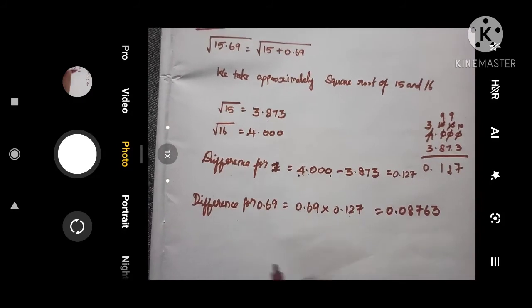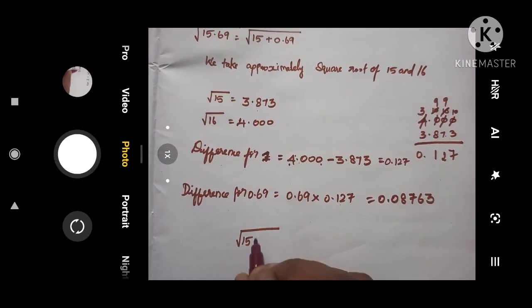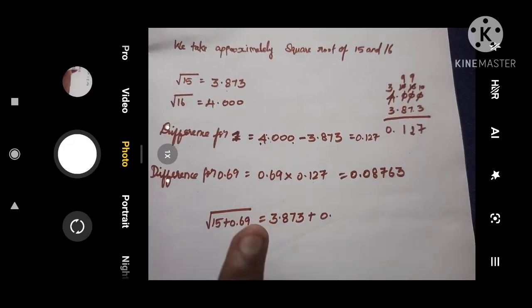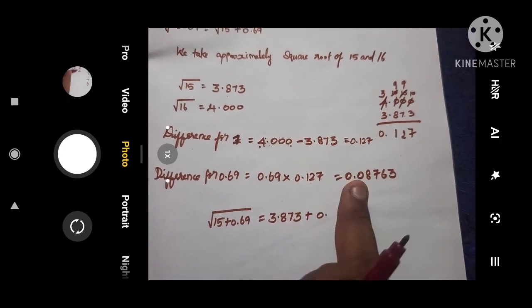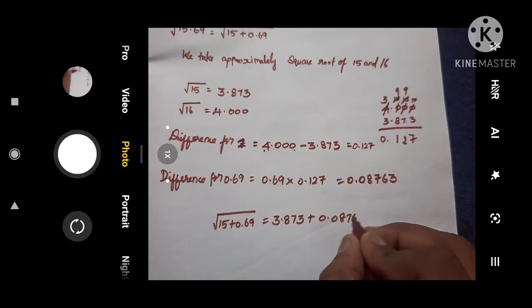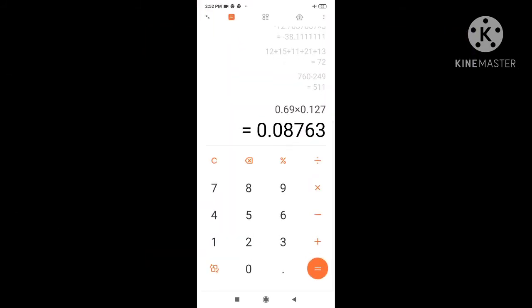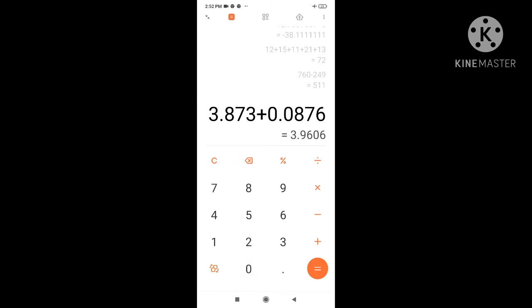So now you need to find out square root of 15.69 is equal to, so the value 3.873 plus the value 0.08763. So you need to calculate, for example, we need to add 3.873 plus 0.08763. So what you get? 3.96063.